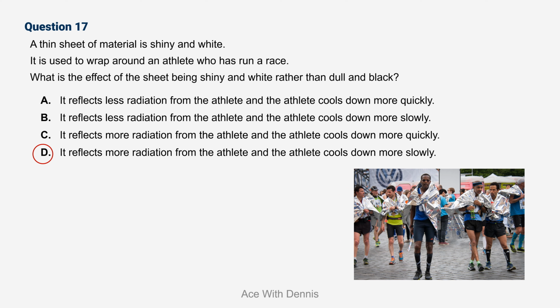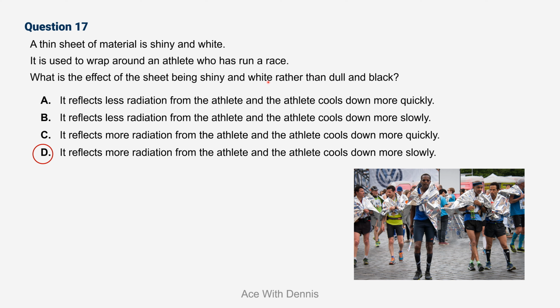Once they have reached the finishing line, they wrap themselves with a thin sheet of, as described in the question, a thin sheet of material which is shiny and white. So why is the answer D? There are two parts here. First, it is about why it is shiny and white compared to dull and black. The color of the material will decide whether it will reflect or absorb more heat by radiation.